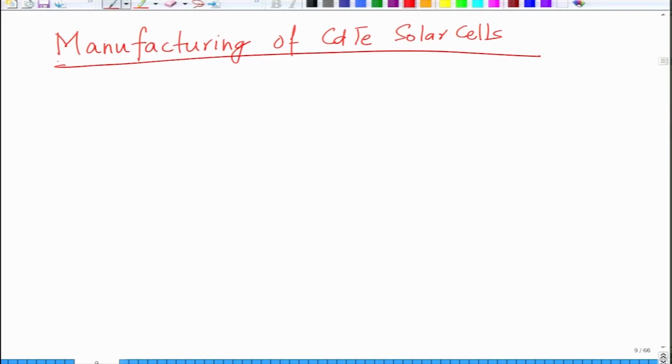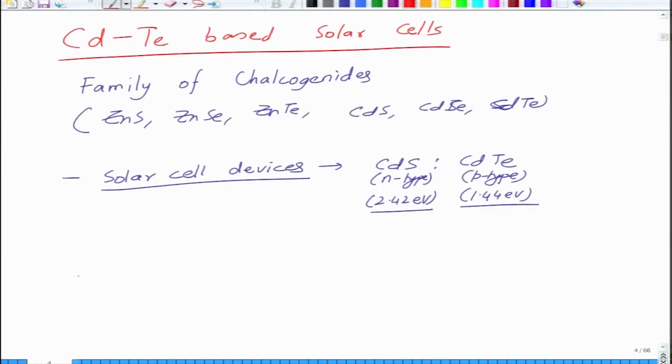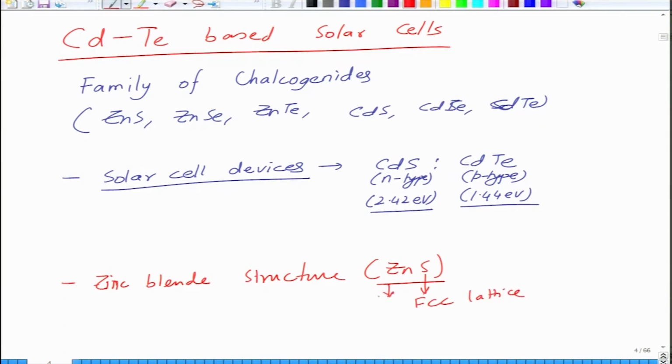By the way, CdTe, if I haven't told you, has a zinc blende structure, which is ZnS-based. Here sulfur makes the FCC lattice and zinc occupies the tetrahedral sites, similar to diamond cubic, except that in diamond cubic both the atoms are similar. Here the two atoms are different. So in this case, tellurium will make the FCC lattice and cadmium will go to the tetrahedral sites. So in some sense you can say tellurium acts as an anion and cadmium acts as a cation.